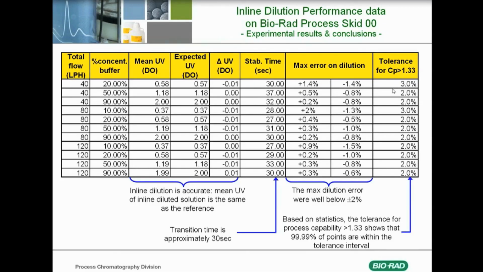But if we speak in terms of capability, so what is the commitment of Bio-Rad to obtain 99.99% of the points within the tolerance? And you see that in the extreme, let's say, dilution ratio, we would be at plus or minus 3%, and in all the other cases, we are at 2%. But what you see here, it is not only to say we are not going to have error plus or minus 2%, it is really a commitment linked to quality attributes such as the capability.